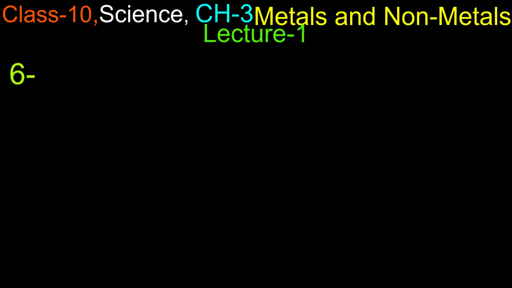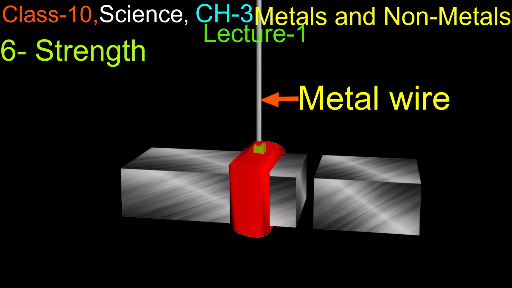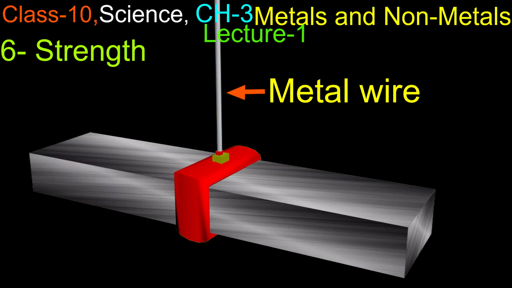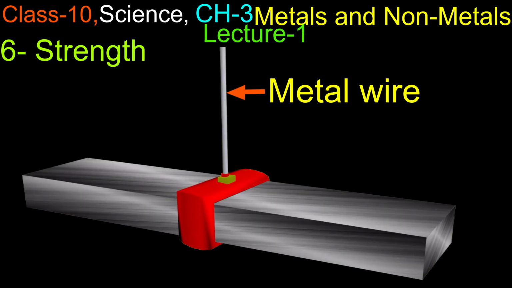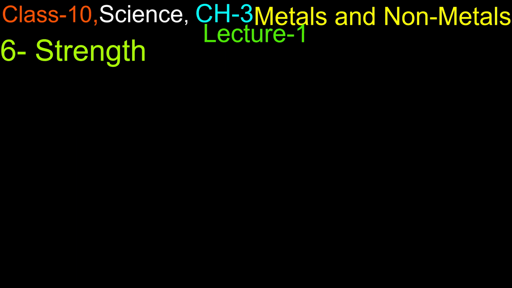Next physical property I am explaining here is strength. A metal wire can lift or pull heavy weights without breaking. Metal items need great force to break. This property is strength. Most of the metals are very strong, while non-metals are not so strong.